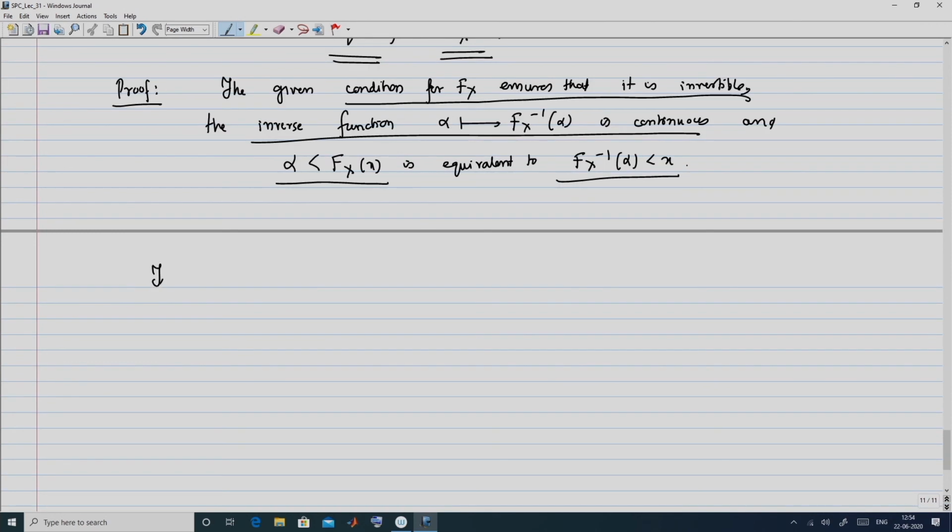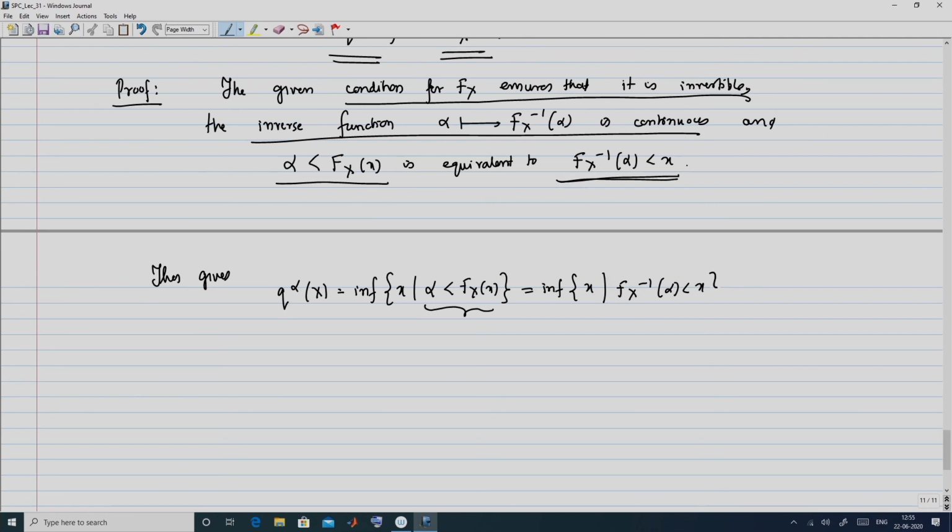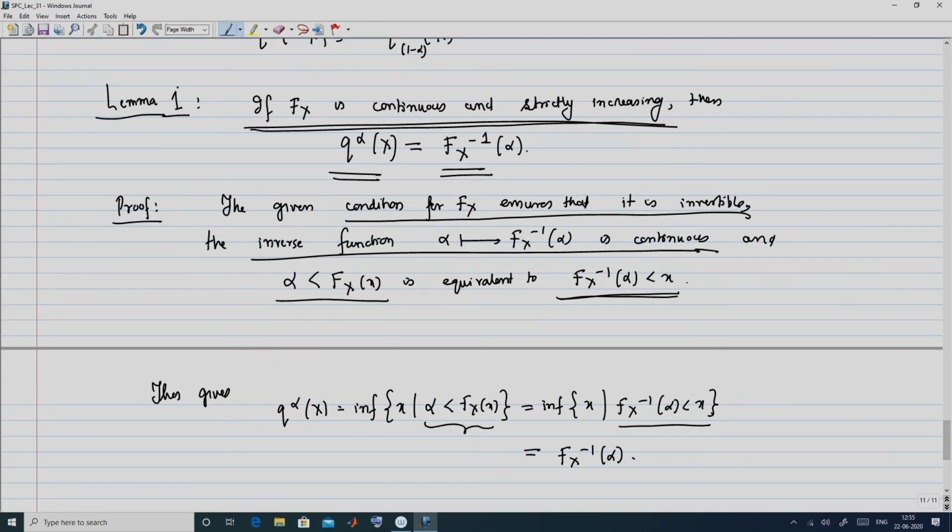So, what does this give? This gives that the upper quantile of X, which is by definition the infimum of all those x such that alpha is strictly less than F_X of x, what is this going to be? It is going to be the infimum of those x with an equivalent condition, which is this condition. So, it is the smallest x such that F_X inverse of alpha is strictly less than x. And since F_X inverse is continuous, the smallest value of x that this condition is satisfied is nothing but F_X inverse of alpha itself. Okay, so this is a very crucial result, that is lemma 1.